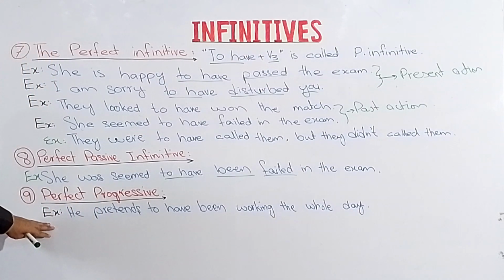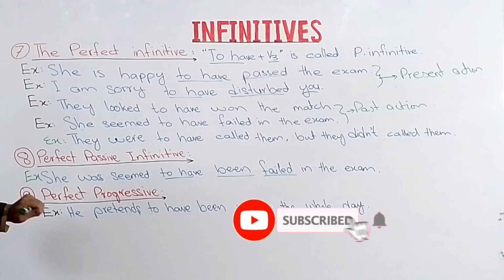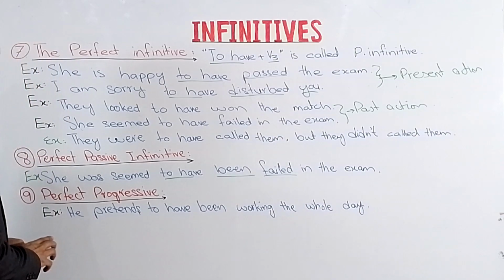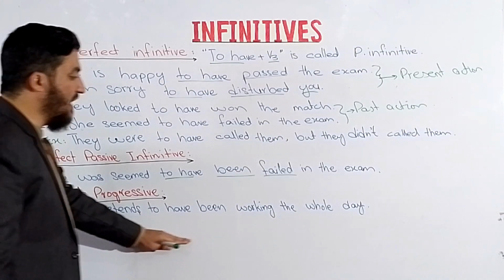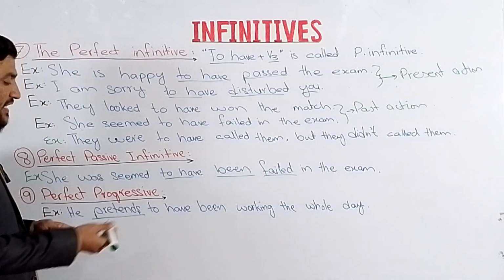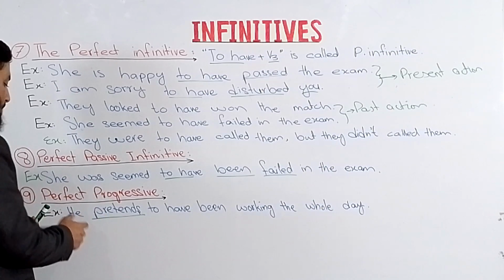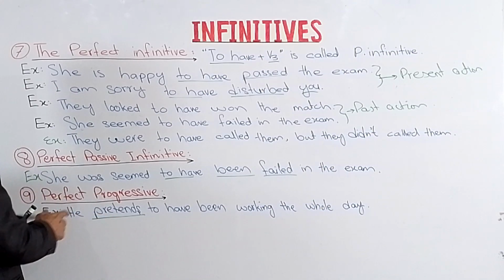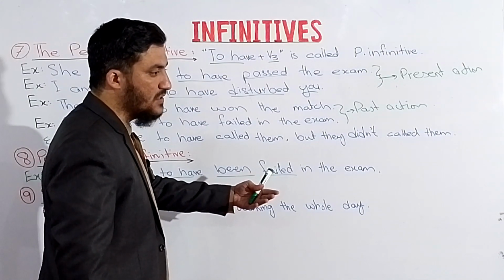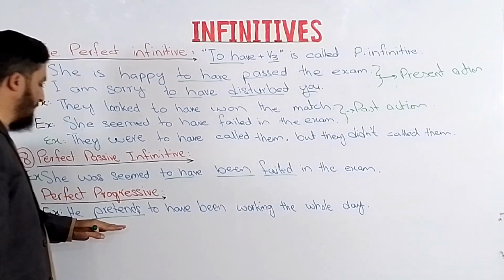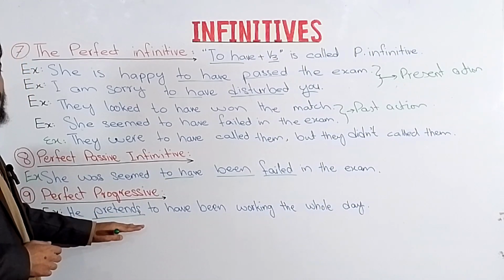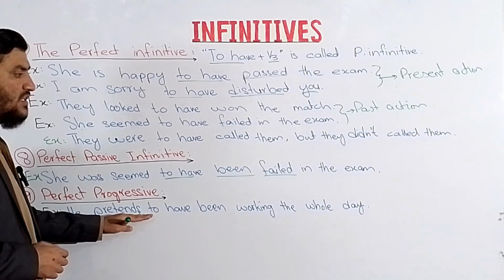So the next usage and the last type of the infinitive, it is the perfect progressive. It tells you about an action which is going on in the present. He pretends to have been working the whole day. ठीक है. वो ऐसा दिखा रहा है. He pretends, दिखा रहा है, और she pretends, वो दिखा रही है, to have been working the whole day. वो ऐसा बहाने बना रही है, या pretend मतलब शो ऑफ करना कि भाई उसने सारा दिन काम किया है. So it tells you about an action which is going on in a continued way.